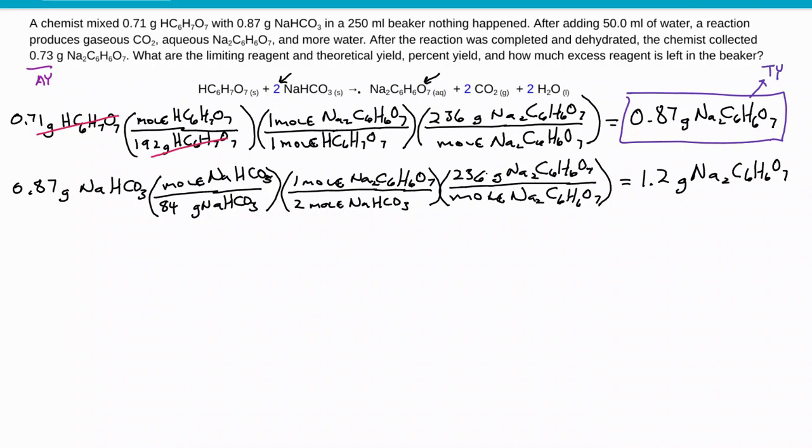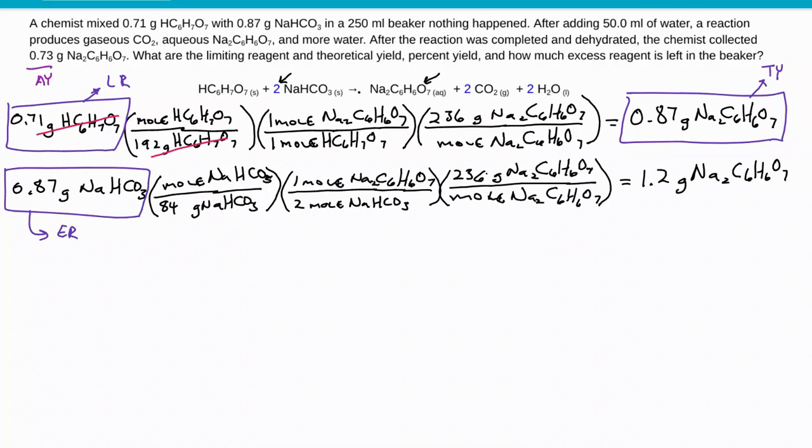Also, with that information going to your left here, this is our limiting reagent, and the baking soda is what's in excess. So that's our excess reagent. Well, now we've determined our limiting reagent, theoretical yield, and our excess reagent. Now we need to do percent yield.